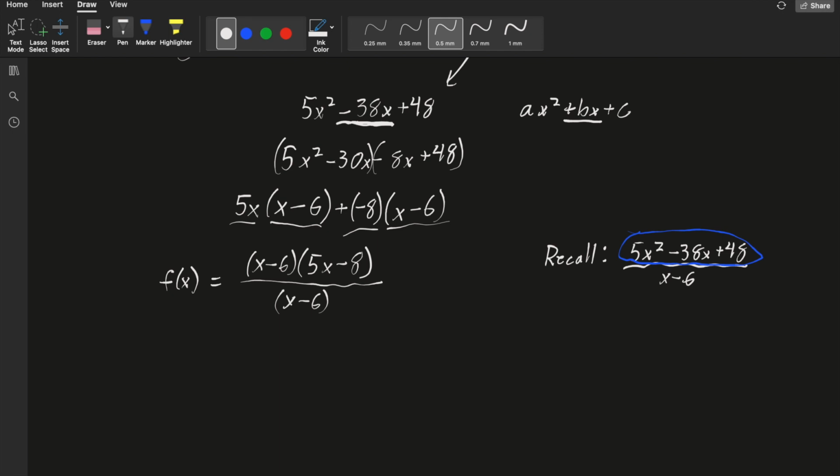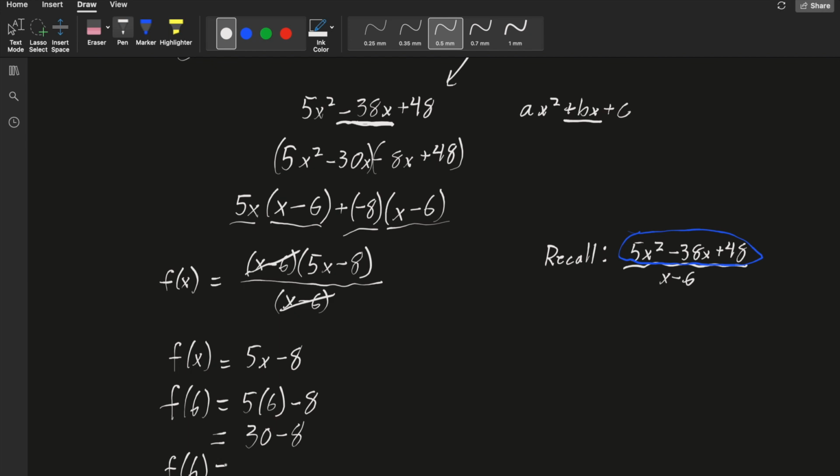What we can do from here, we can cancel out this x minus 6 because we're dividing that by itself. That comes out to be a 1. So we're left with f of x equals 5x minus 8. So now let's try f of 6 again. F of 6 will be 5 times 6 minus 8. That is equal to 30 minus 8. So we find f of 6 to be 22. And that is our algebraic limit right there. So this is our final answer.